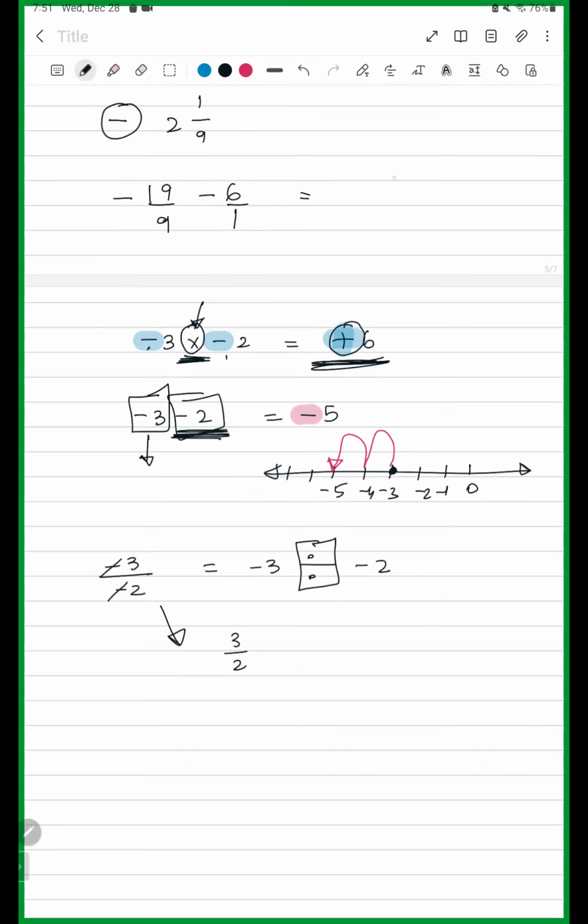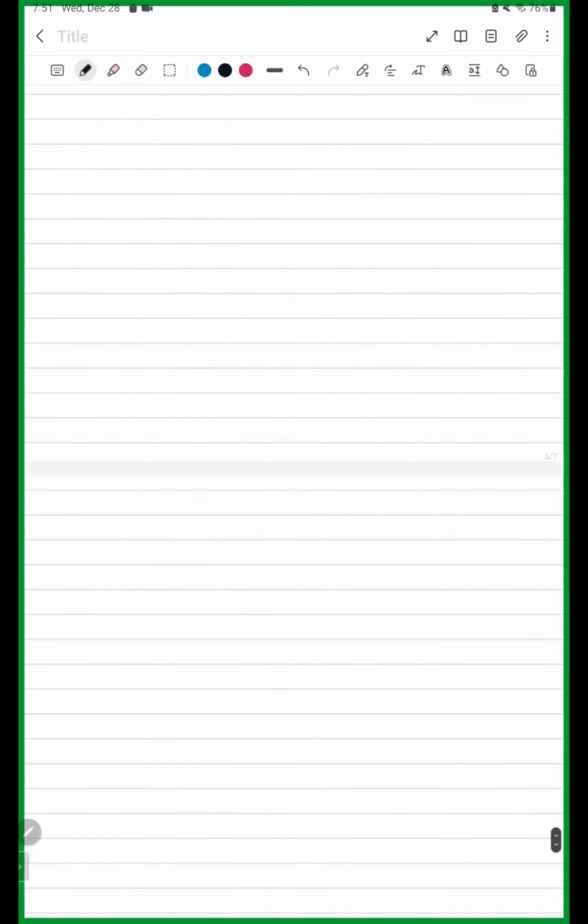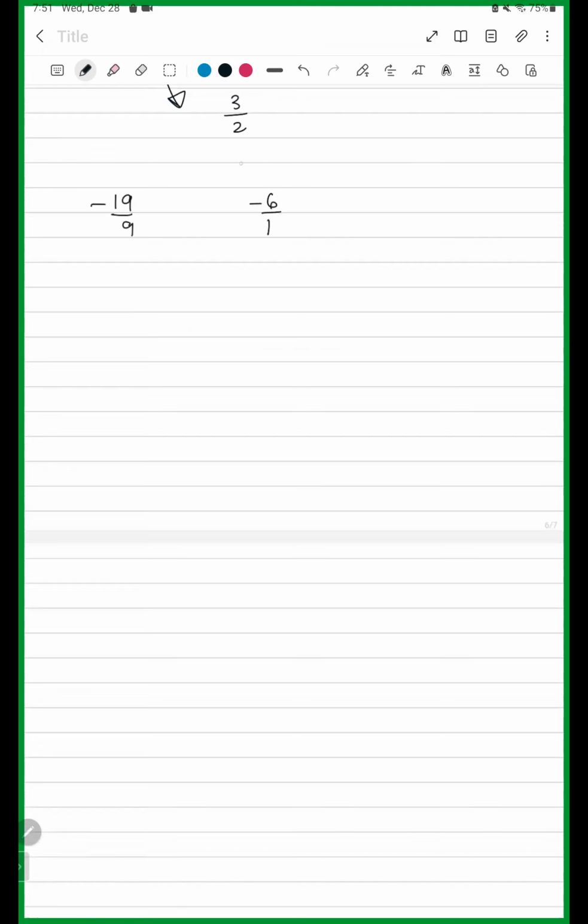First, we will find the LCM, which is 9. Let me write it over here. Minus 19 by 9 and minus 6 by 1. Minus 19 by 9, the LCM is 9, right? So it will be as it is. No change in this. But this thing, you're supposed to change the denominator into 9. So what do you do? It will be -54/9. Very good. So now we have two fractions, -19/9 and -54/9.